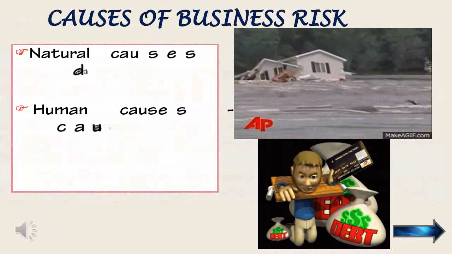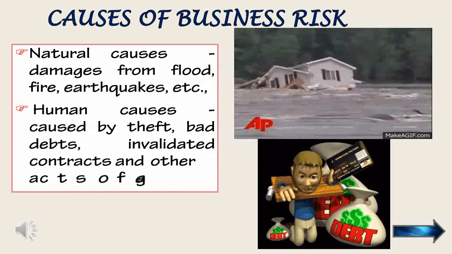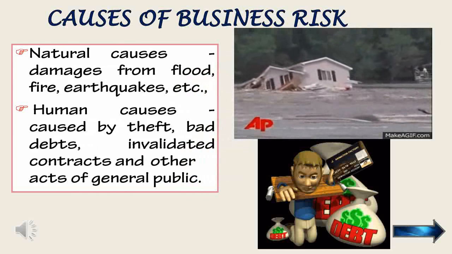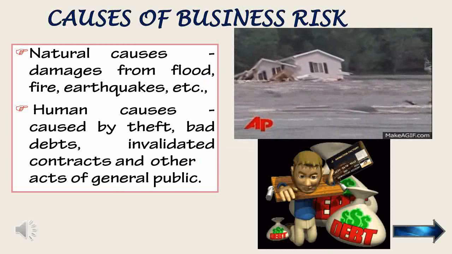Natural causes: damages from flood, fire, earthquakes, etc. Human causes: caused by theft, bad debts, invalidated contracts, and other acts of the general public.